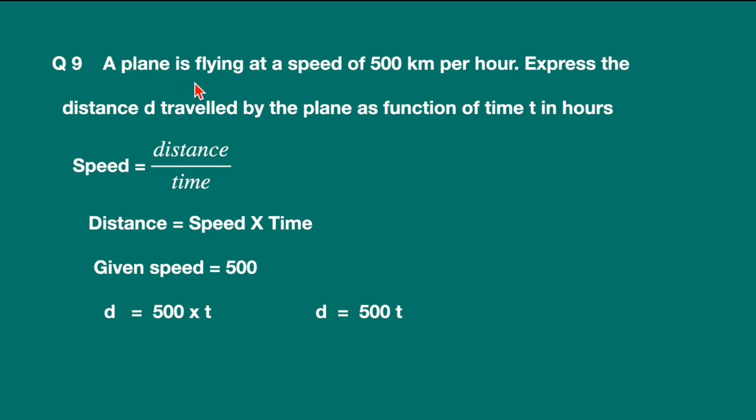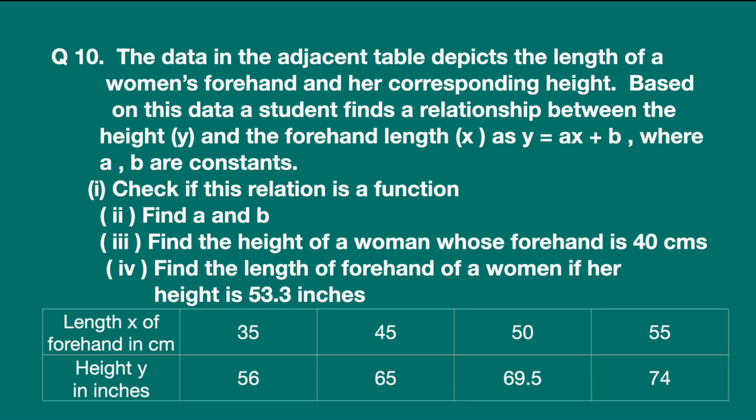Question 9. A plane is flying at a speed of 500 km per hour. Express the distance d travelled by the plane as a function of time t in hours. So here we know this formula, speed is equal to distance upon time. So distance is equal to speed into time. They have given us the speed 500. So substitute here, d is equal to 500t. So we have expressed d, the distance, as a function of time t. Okay, this is the formula.